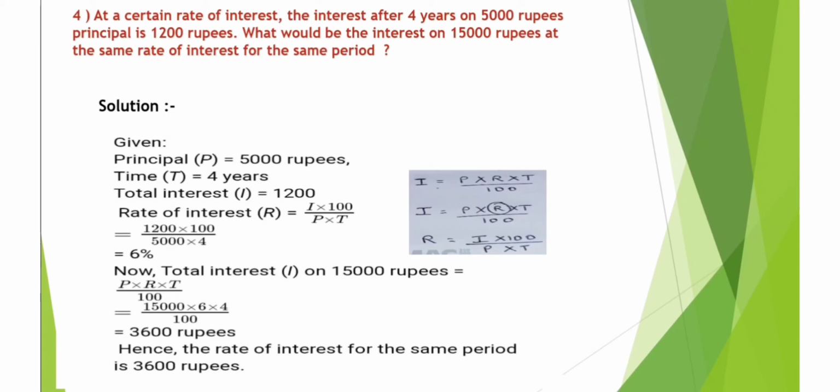Now we are supposed to find the total interest on 15,000 rupees. Our formula for interest is P multiplied by R multiplied by T divided by 100. Now here we can substitute the value of R. P is 15,000, R is 6 and T is 4 divided by 100. When you divide you get the answer as 3,600 rupees. Hence the interest for the same period is 3,600 rupees.